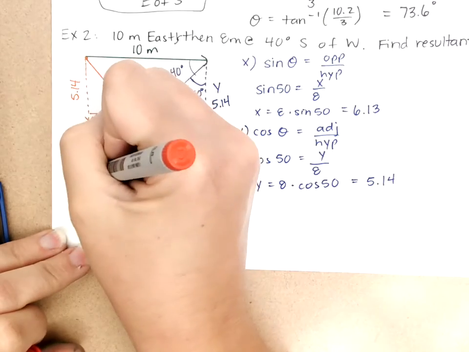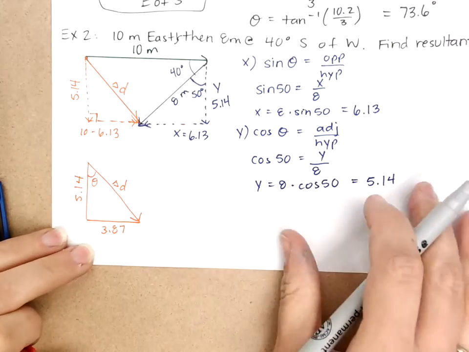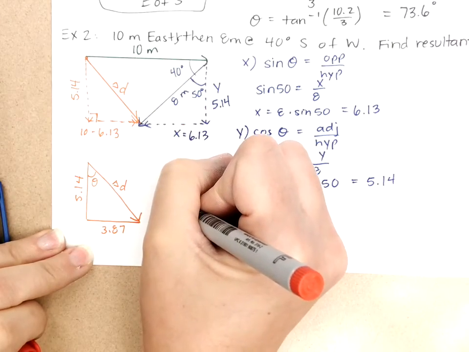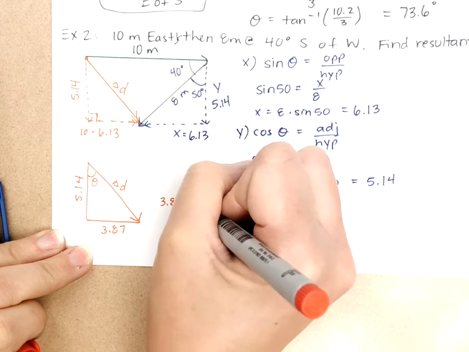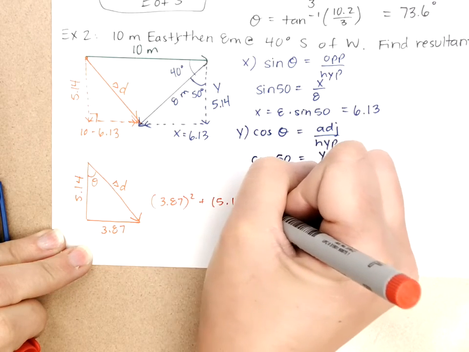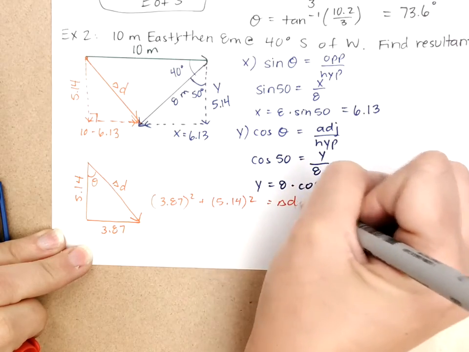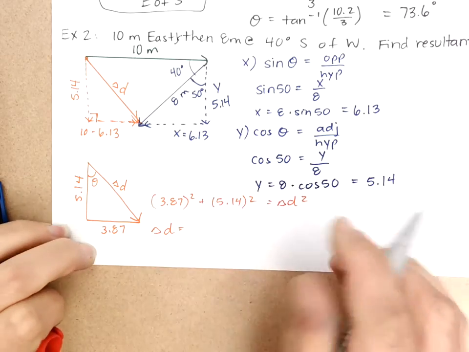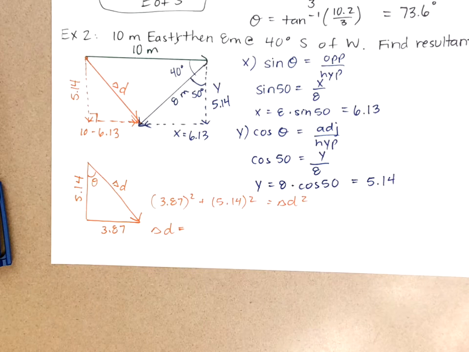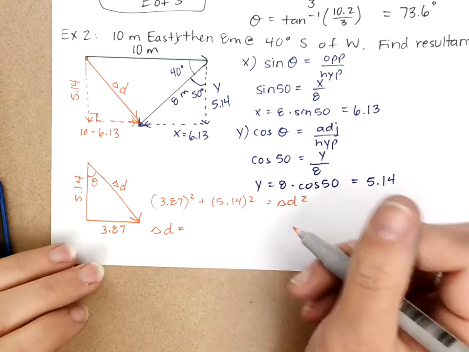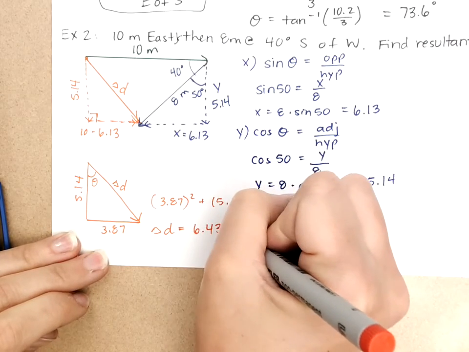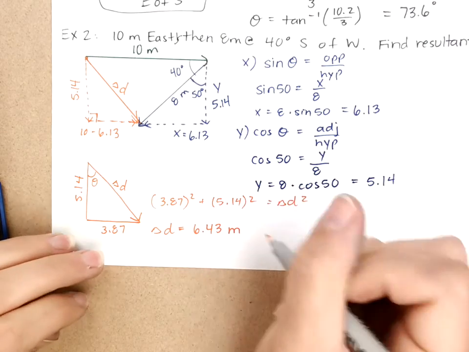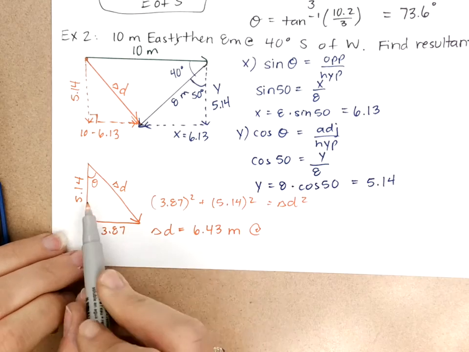Okay, this is going to be our theta. So let's find delta D using the Pythagorean theorem. You get 3.87 squared plus 5.14 squared is equal to delta D squared. So delta D, I'll let you put that in your calculator on your own. Square root of that, you should get 6.43 meters. Now we need to know the direction, at what angle. So we need to find this angle.